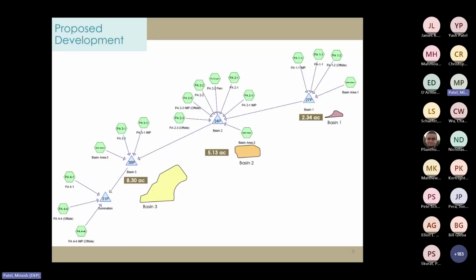So this is the node diagram from the stormwater management report. These are usually upfront in the materials that are submitted, and I use them to look at how the site is modeled and make notes as I start my review of the project. Basins 27P, 24P, and 38P are the basins numbered 1 through 3 respectively.